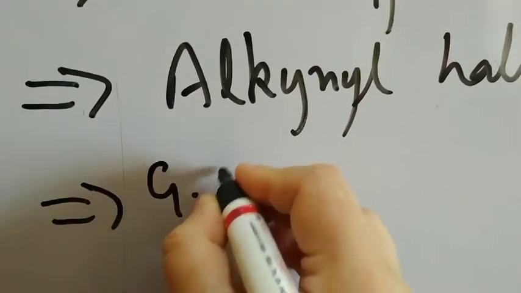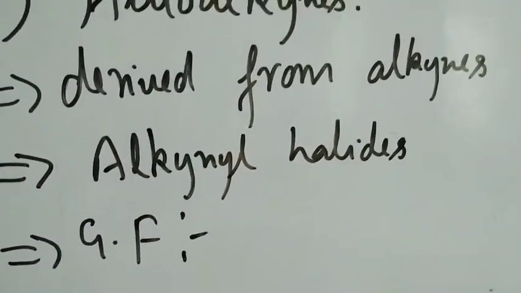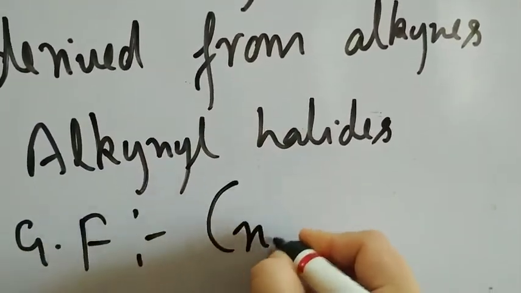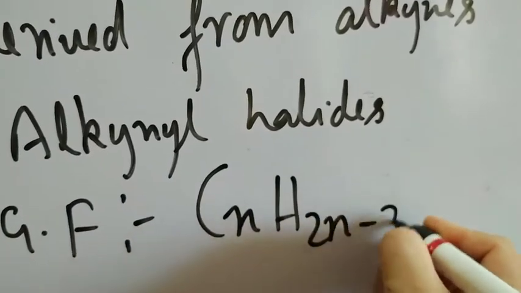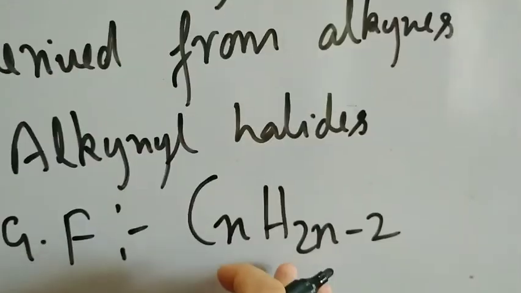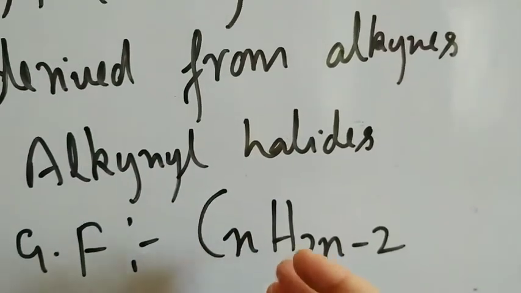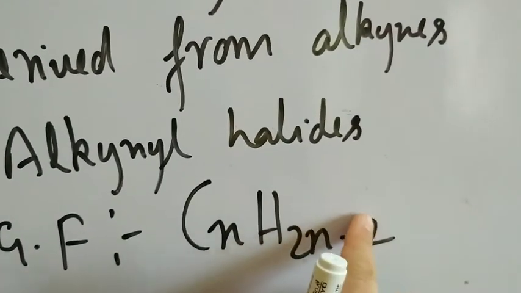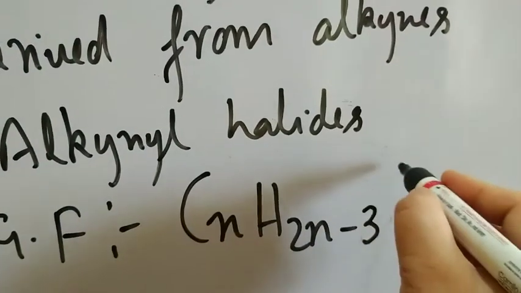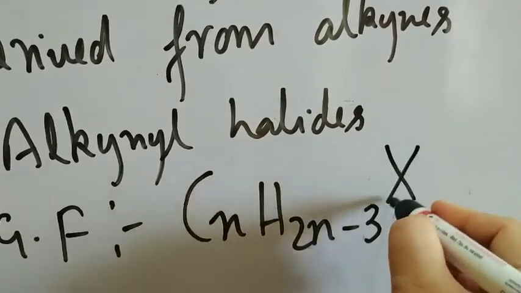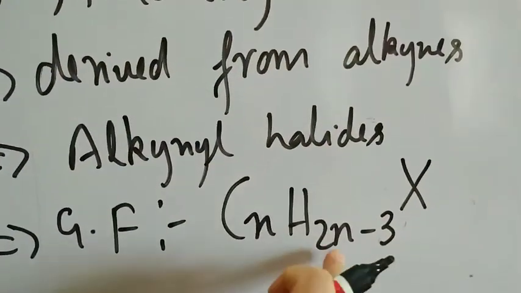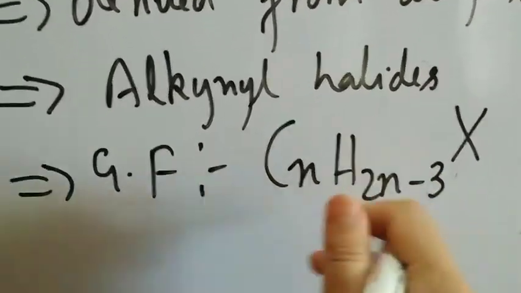And speaking about their general formula, it is very easy to derive the general formula if you know the general formula of alkynes. What is the general formula of alkynes? CnH2n minus 2, right? This is our alkyne. Now how will we derive a haloalkyne from this alkyne? By replacing one hydrogen atom by X. So we write down CnH2n minus 3. We are not just removing it, we are replacing it with X. So the general formula of a haloalkyne is CnH2n minus 3 X, right?